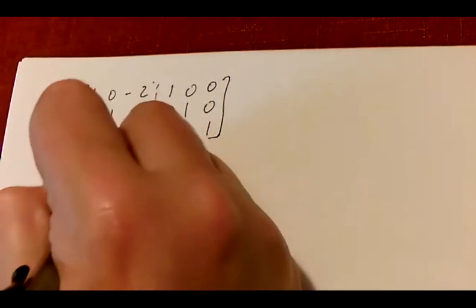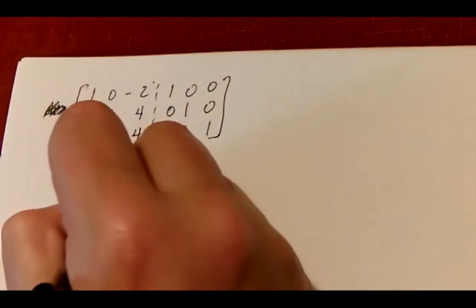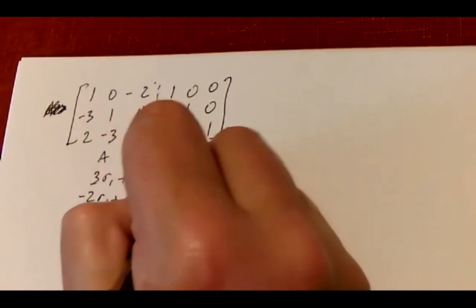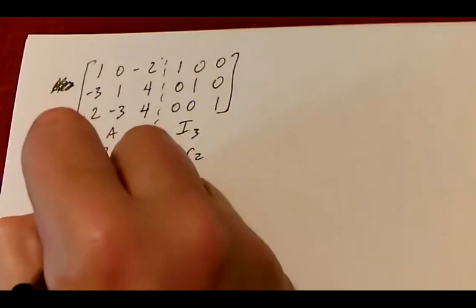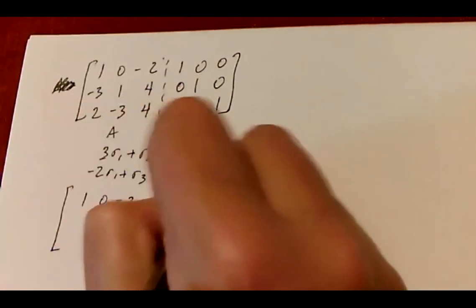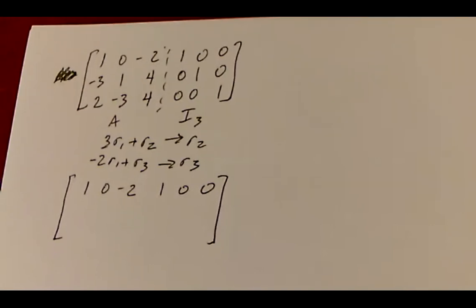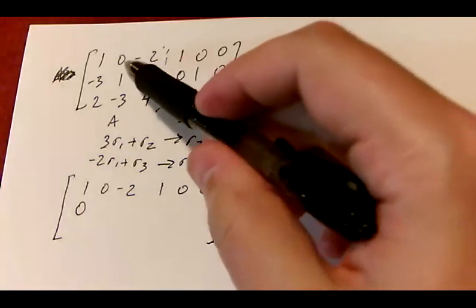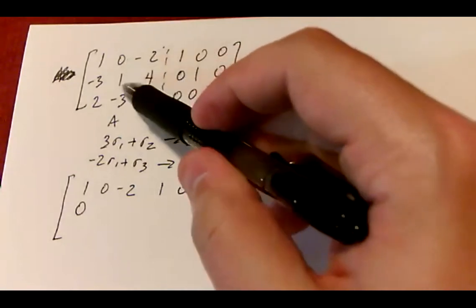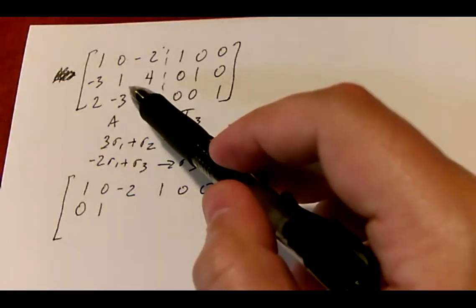So I'm going to do 3 copies of row 1, add that to row 2. It's going to replace row 2. I'm going to do negative 2 copies of row 1, add that to row 3. It's going to replace row 3. Okay, so row 1 doesn't change. It's 1, 0, negative 2, 1, 0, 0. Unchanged row 1. I go to row 2 now. Negative 3 and 3 is going to make 0. Okay, 3 times 0 is 0, plus 1 is still 1. So that looks good. That's going to make it easier to keep reducing.